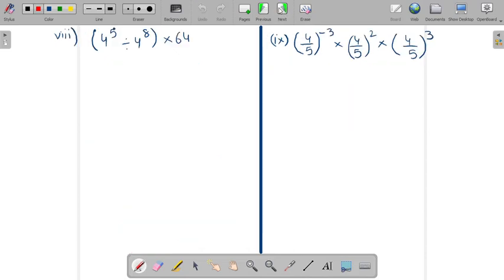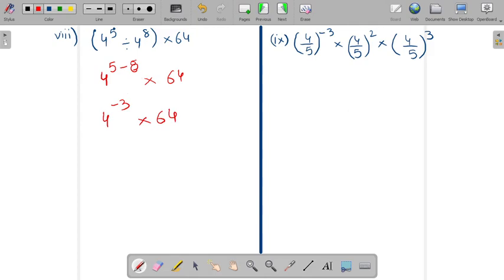Now 8th part. In 8th part, we can straight away use one of the laws of division. Bases are same and the powers are different, so we can write first power minus second power. Now it will become first power minus second power. So 4 power minus 3 multiply 64.